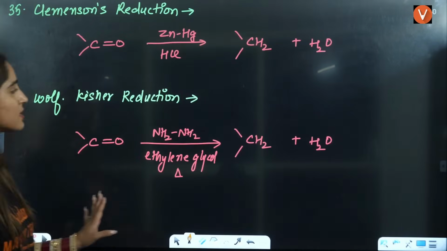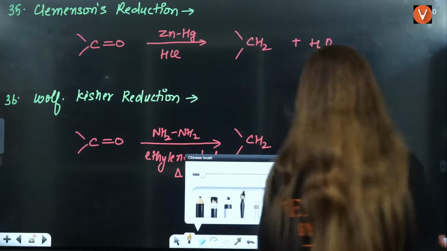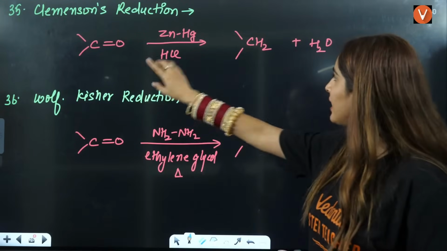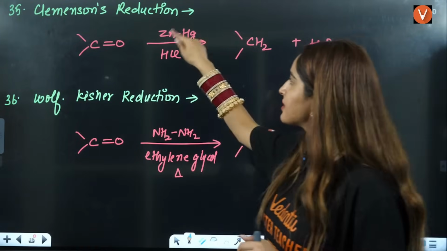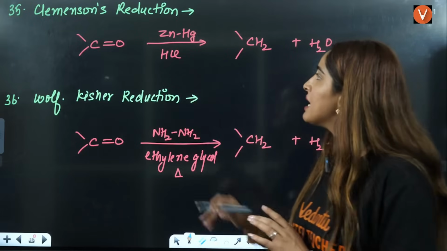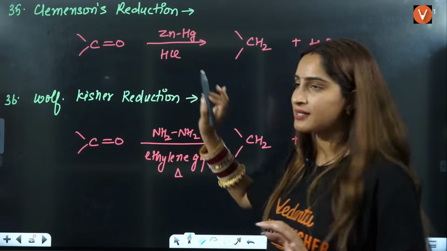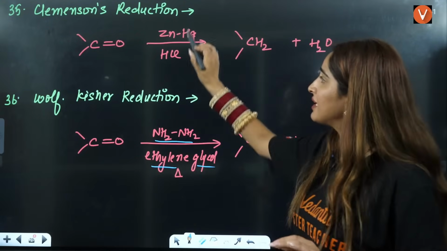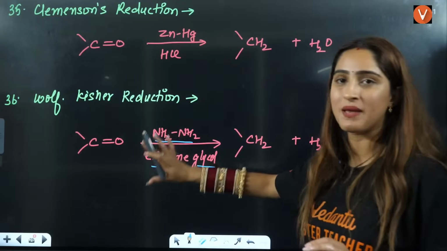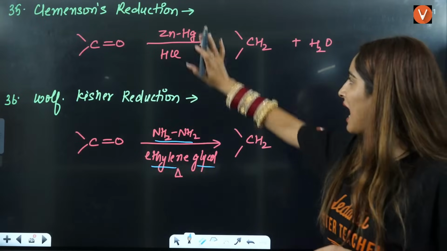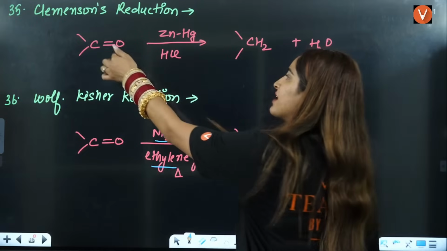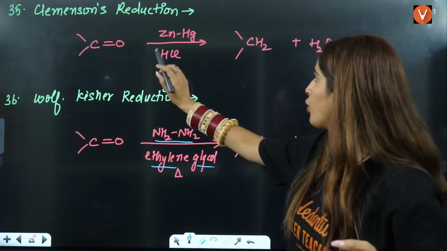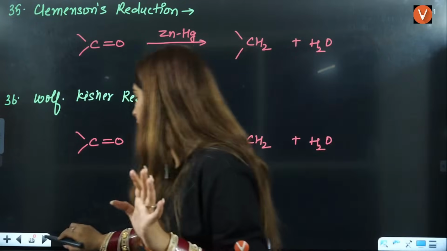Okay, next are two very important reductions, that is Clemmensen and Wolff-Kishner reduction. Reactant and product are the same. The difference is in the reagents. Here the reagent is zinc amalgam and HCl. Here the reagent is hydrazine and ethylene glycol. Basically, this is in acidic condition, and this is in basic condition. We just reduce the C=O double bond to CH2. This is what we do.